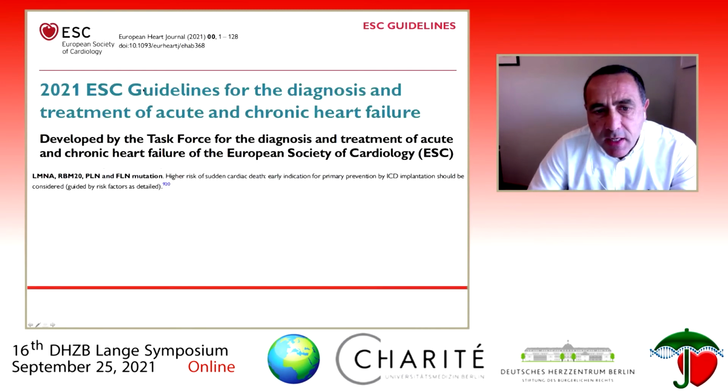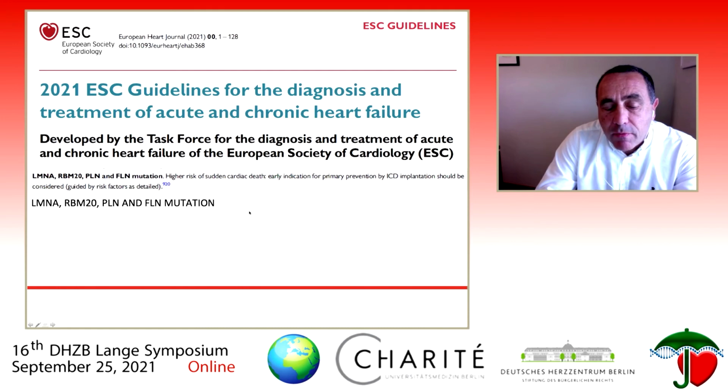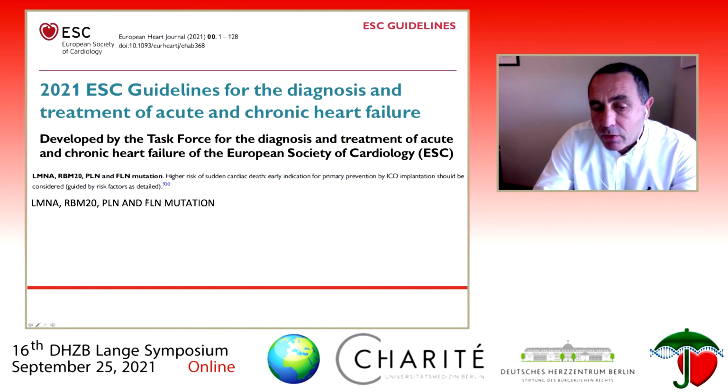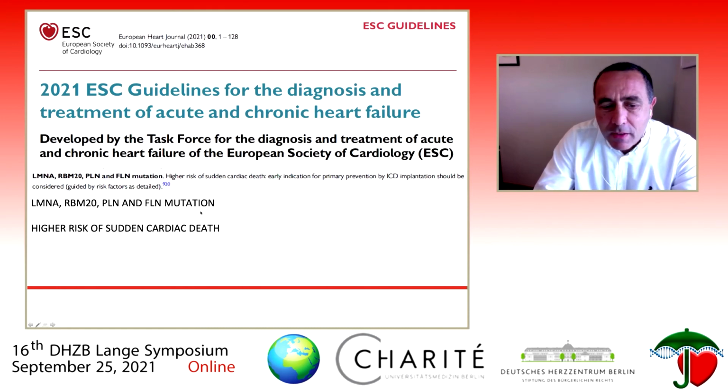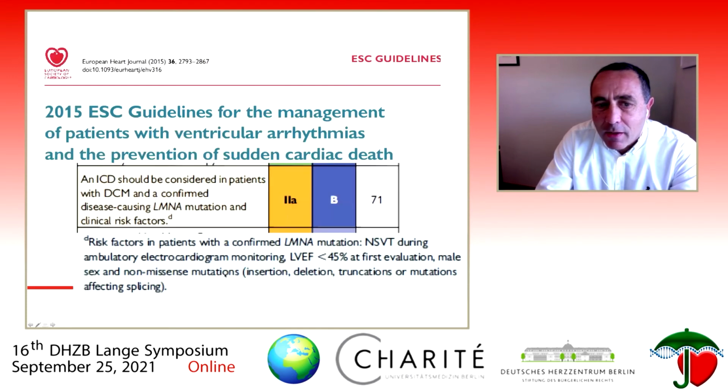The ESC guidelines for heart failure, August this year, talk only in this slide about the genes and the consequences of the genes. What they say is lamin, RBM20, phospholamban, FLN, I don't know what this gene is, they have higher risk of sudden cardiac death. Early indication for primary prevention by ICD implantation should be considered, and they say guided by risk factors as detailed. They don't detail the risk factors in the guideline. We have to go to the 2050 to see some risk factors.